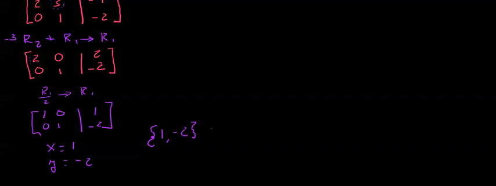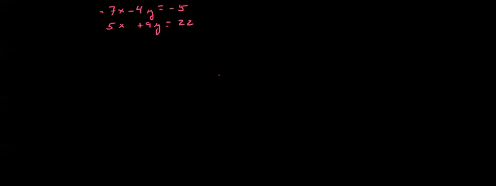All right, we're going to do one more example. It's really important that you understand this. Here's our next system. We're going to start with the augmented matrix: negative 7, negative 4, negative 5, 5, 9, and 22.